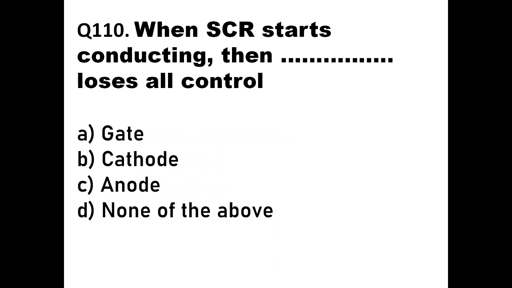When SCR starts conducting, then dash loses all control. Now we know in a normal way of conducting an SCR, the anode is made positive with respect to cathode, and then we give a positive gate pulse, and then the SCR becomes on. That is, the second junction will go into breakdown and the SCR becomes on. That means by the gate you are going to turn on the SCR. But after that, the gate has no other work. After that, if you give a negative voltage or a positive voltage to the gate, it will not affect the SCR conduction. That means when SCR starts conducting, then the gate loses all control. So here the answer should be A, gate.